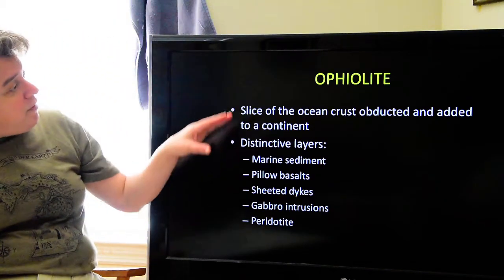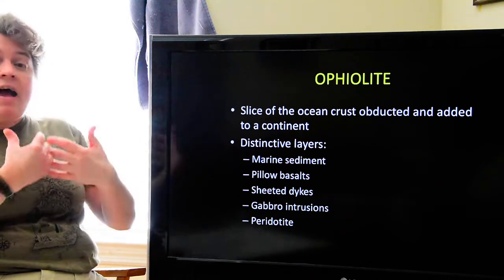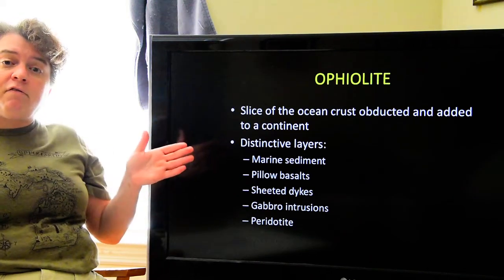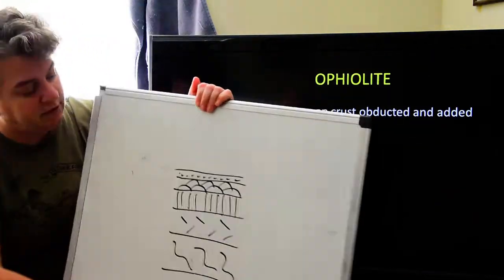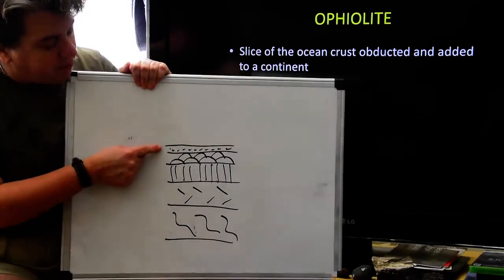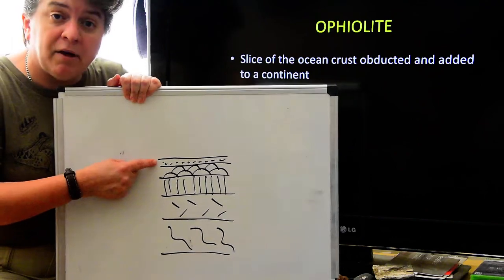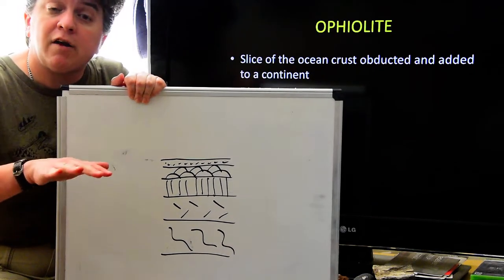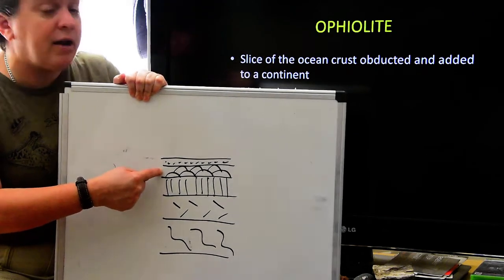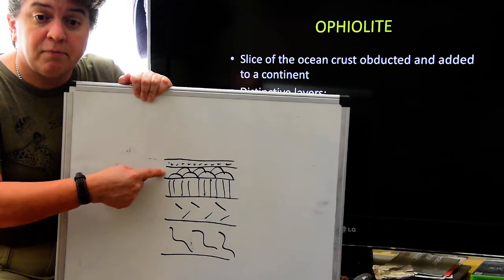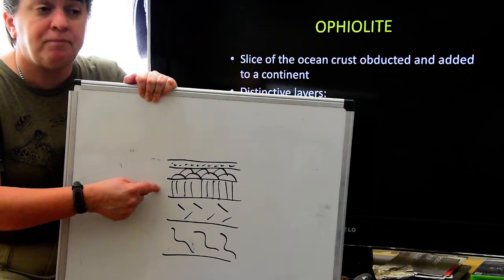And so this ophiolite is this piece of the ocean crust that's being added to the continent and lets us see what the ocean crust looks like. And there are some distinctive layers to it. You usually have a thin layer of marine sediment. This is going to be that sediment that was accumulating on the sea floor. Underneath that, you get pillow basalts. Underneath that, you get sheeted dikes.